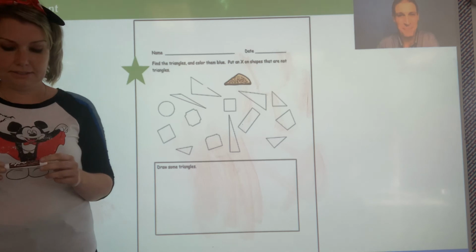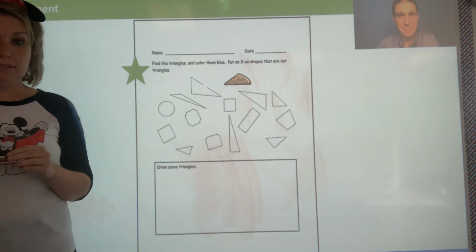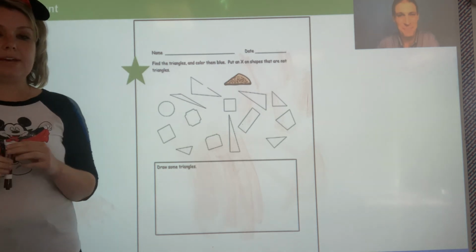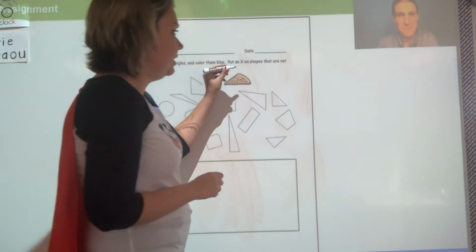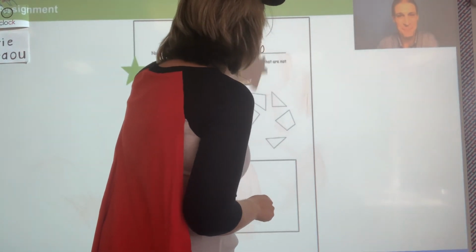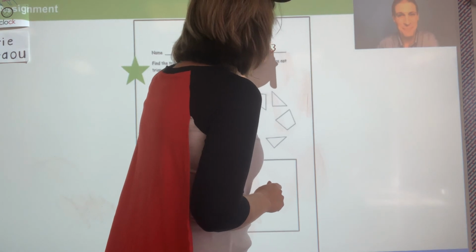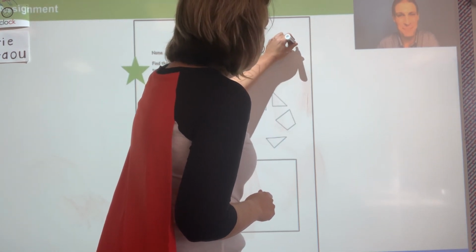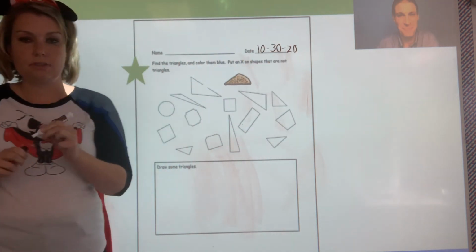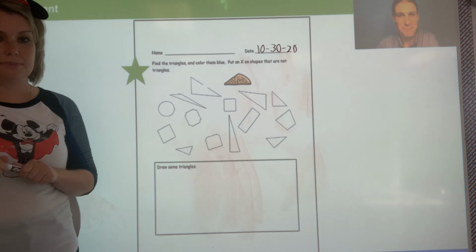What's the date? Today is, you would write 10-30-20, like this. 10 is the 10th month, October. It's the 30th day in October, and the year is 2020. If you want to write it.